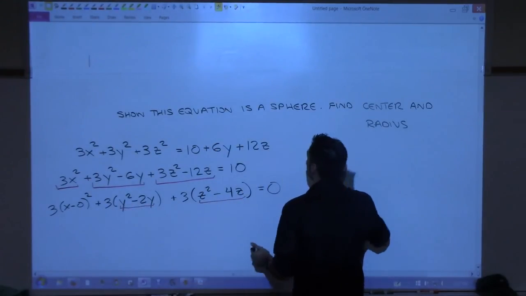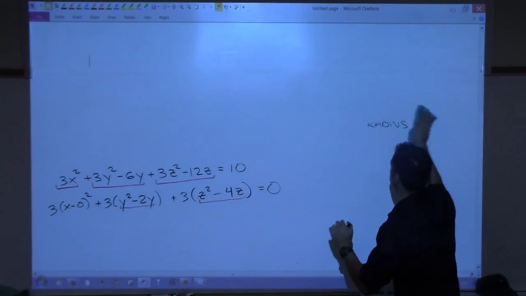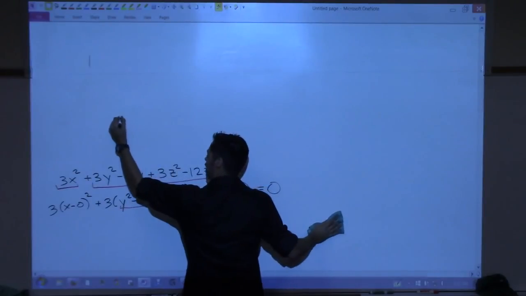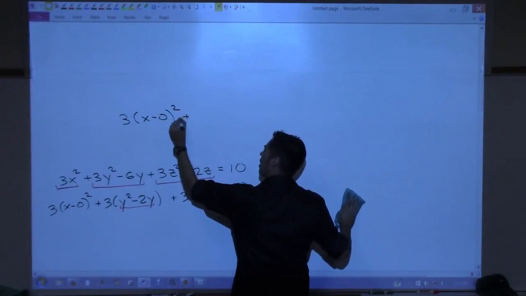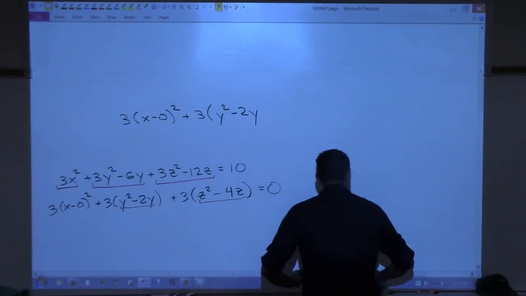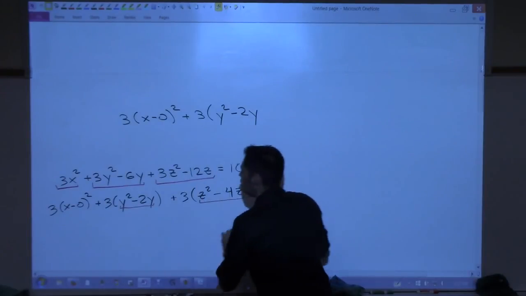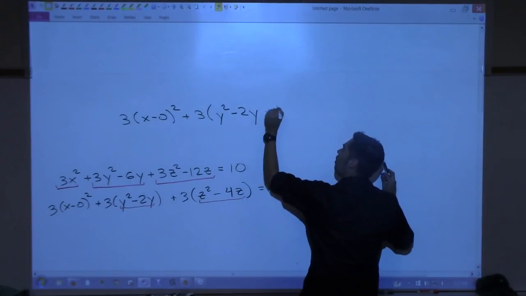So the way that I've always taught completing the square is add and subtract it immediately. So that means you're going to write 3x minus 0 squared plus 3y squared minus 2y. And then what am I adding and subtracting? 1. Adding 1 and subtracting 1.